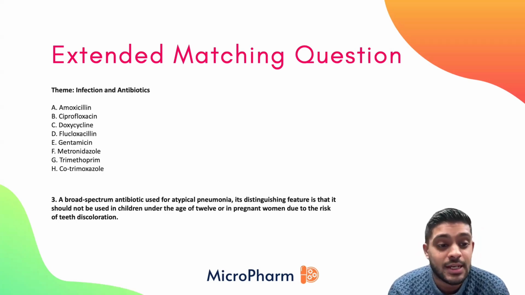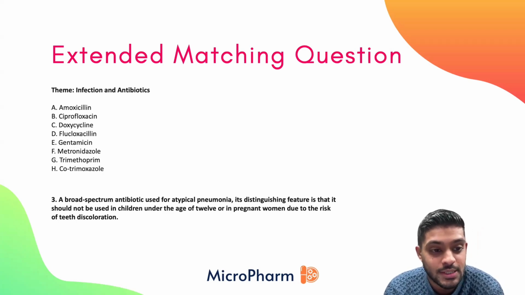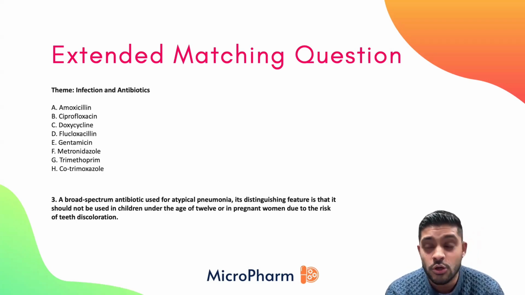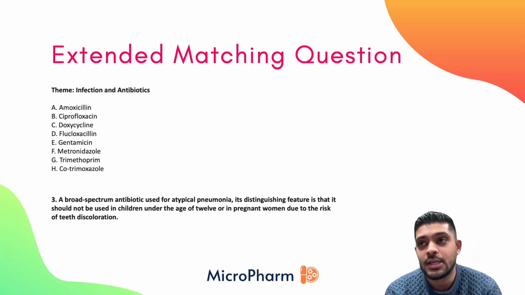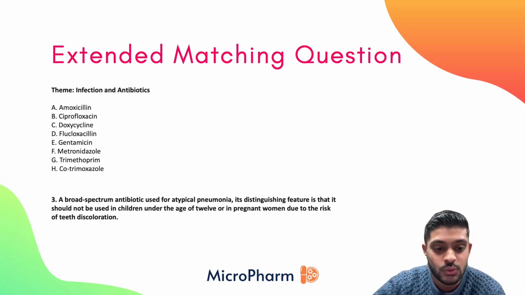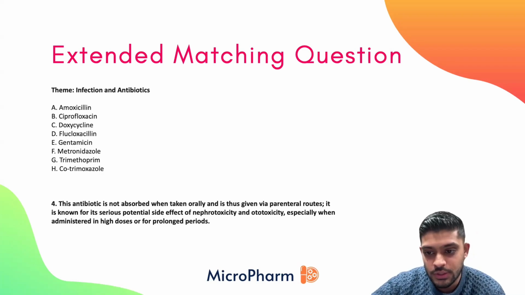Even ciprofloxacin has activity against atypical organisms as well from these options. We know from its distinguishing feature, it's contraindicated, not just don't like to. It's contraindicated for use in children under the age of 12 and pregnant women, and this is due to the risk that it can cause teeth discoloration. So this is something to take into account. Moving on to the next question.